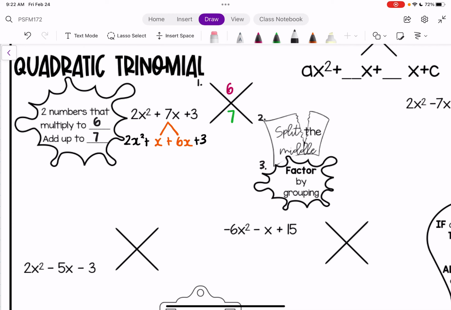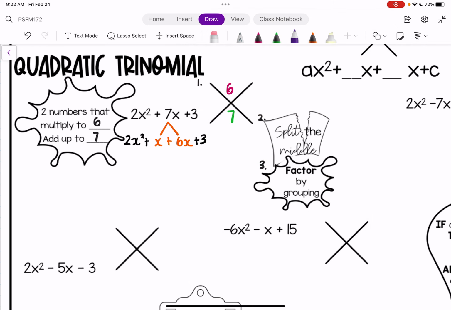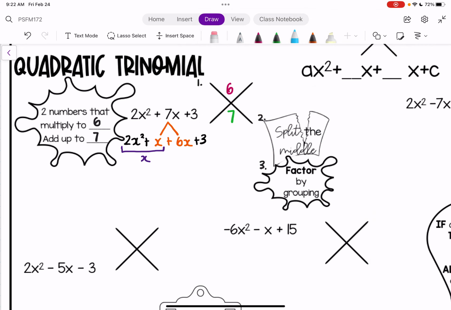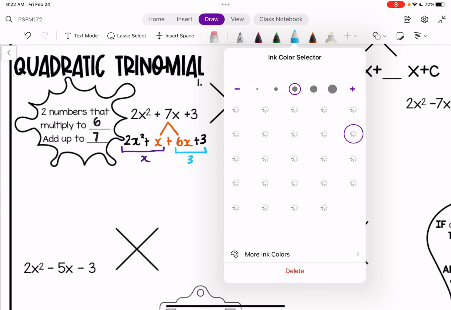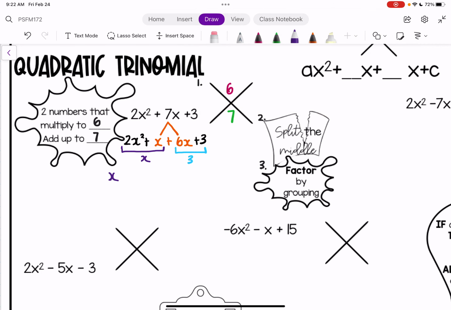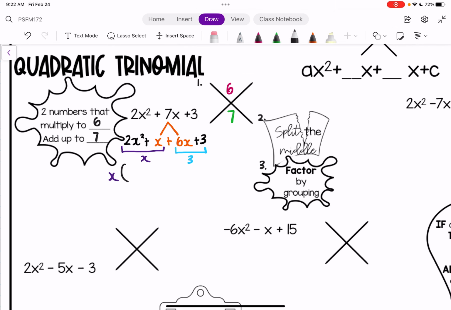So if we look at the first two terms, we have 2x squared and x. The common factor between those two terms is x. And the common factor between 6x and 3 is 3. So we will factor out that x from the first two terms, leaving us with 2x plus 1.